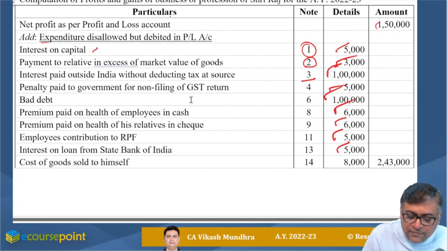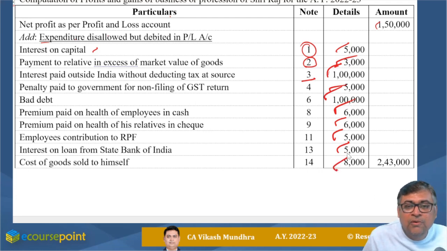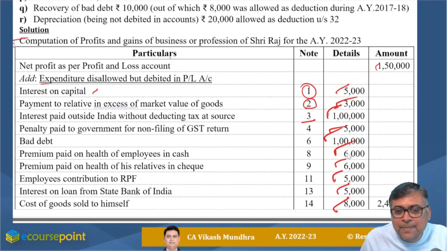That means the cost of the goods withdrawn by you for your personal purpose, I'm adding. This should not be allowed. This is your personal expenditure. Henceforth, I'm adding back this one.